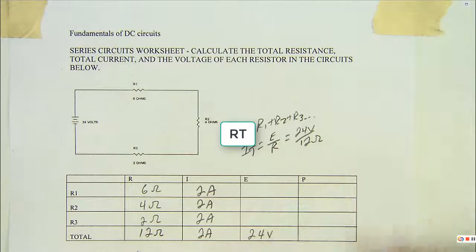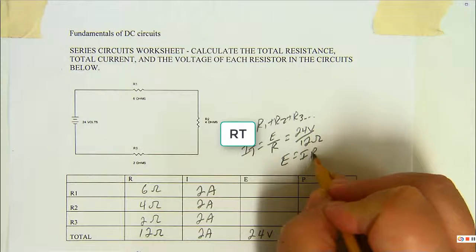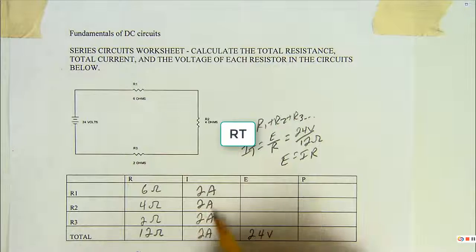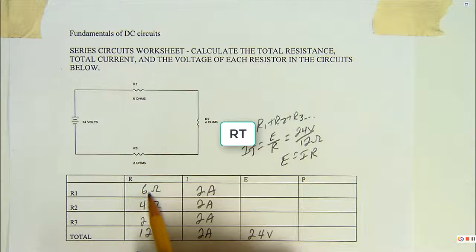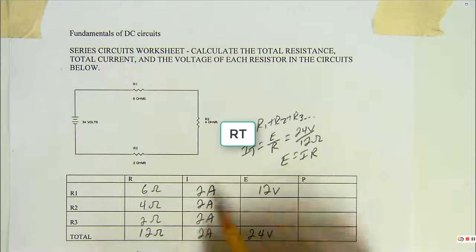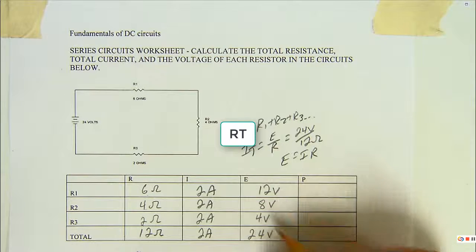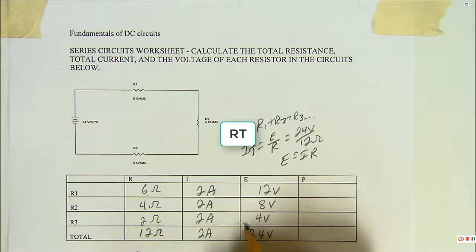So then we just need our individual voltages. Well, E equals I times R. We know our resistances, we know our currents. So 6 ohms times 2 amps is 12 volts. 4 ohms times 2 amps, 8 volts. 2 ohms times 2 amps is 4 volts. 8 and 4 is 12. 12 and 12 is 24. We can check our number both ways because it should add up this way and it should multiply across this way.